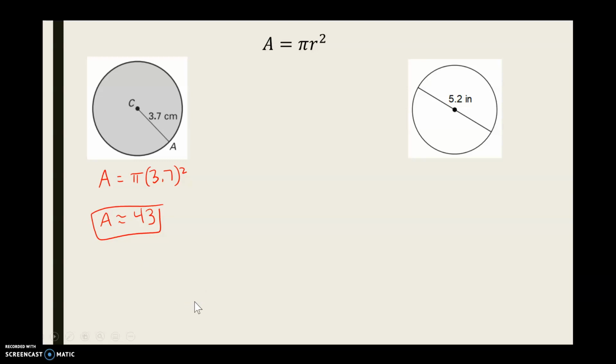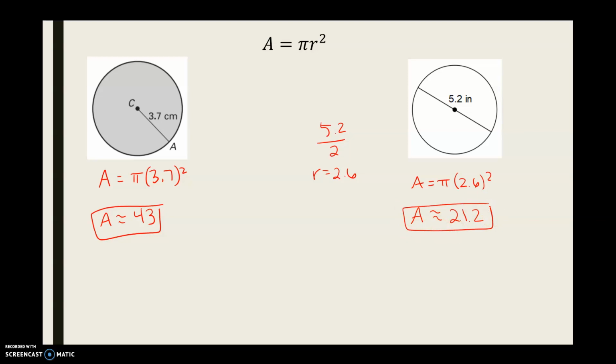they're going to tell you what your diameter is. Well, in this case, we need to figure out what our radius is. So we're going to take our diameter, 5.2, and divide it by 2 to figure out what our radius is. So our radius is going to come out to be 2.6. So from here, our area is equal to pi times your radius of 2.6 squared. So now put this into your calculator, 2.6 times 2.6 times pi gives you an area of approximately 21.2.